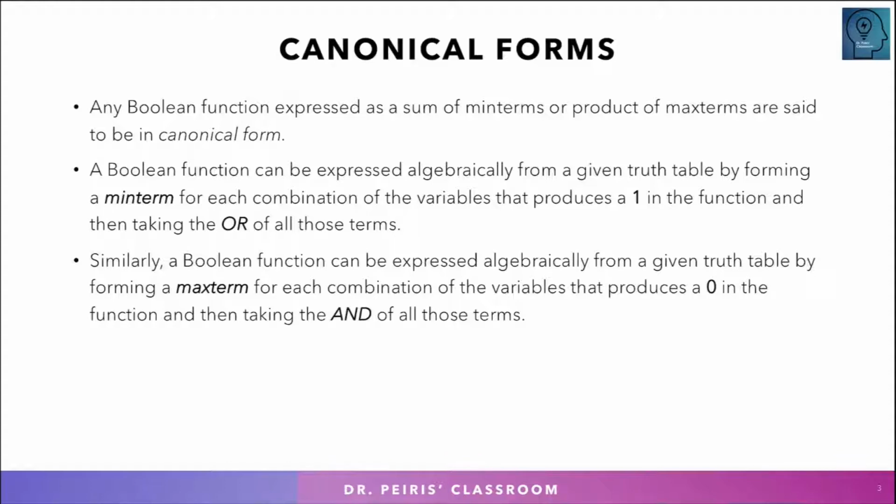So how do you obtain the minterms? We basically need to look at each combination that produces a 1 in the function. Then we use the minterms with the OR symbol. I will explain that later on. And similarly, to find the maxterms, we look at the truth table rows which produce the 0, and then we take all of those combinations and combine them through the AND gates.